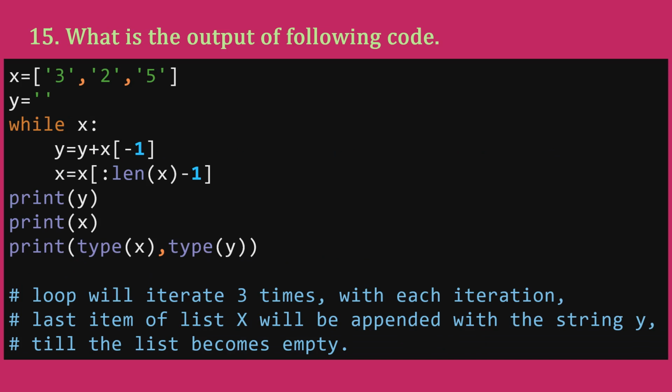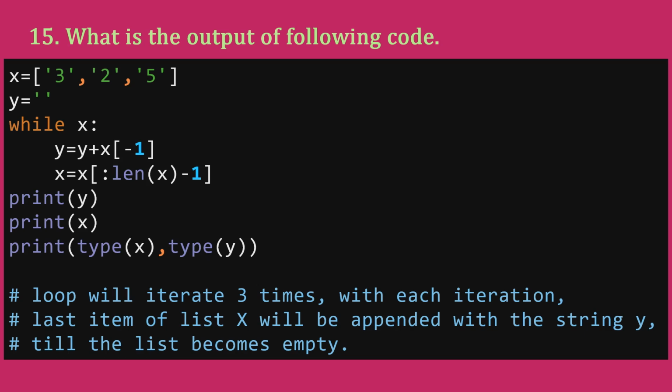Now what is the output of the following code? So X is a list containing the elements 3, 2 and 5, all in string form. Then Y is one empty string. Now while X, you have to do something. Y is equal to Y plus X[-1]. Then X becomes X[:len(X)-1]. Okay, so while X means this loop will execute until the list X becomes empty.